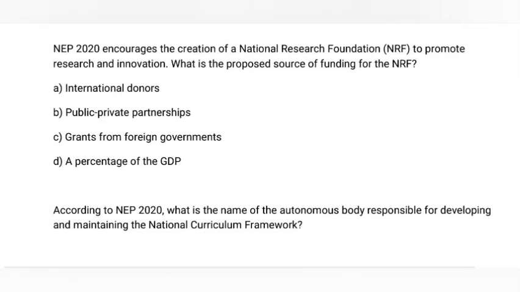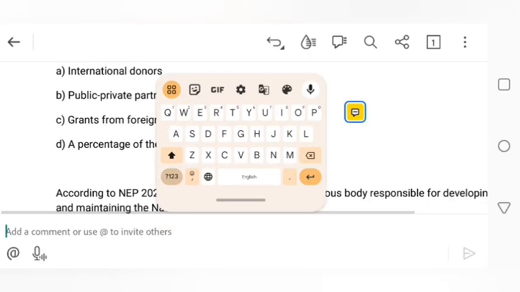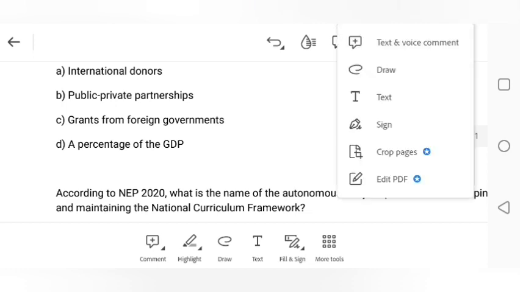Next, NEP 2020 encourages the creation of a National Research Foundation, in short NRF, to promote research and innovation. What is the proposed source of funding for the NRF? International donor, public-private partnerships, grant from foreign governments, a percentage of the GDP. It will be a percentage of the GDP must be provided. No other option.